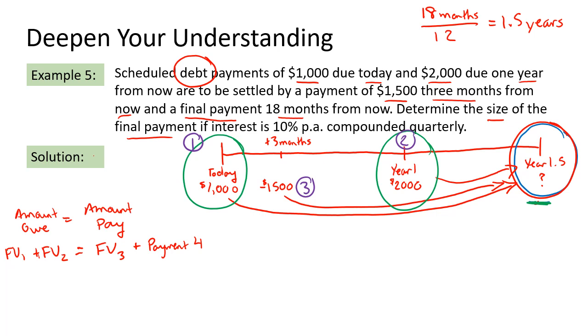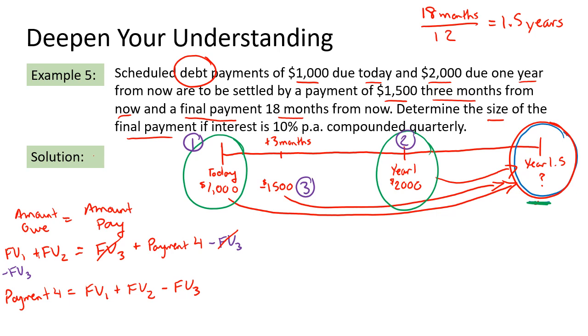So the item we're trying to find is payment number 4. I'm going to rearrange this equation by subtracting the future value of payment 3 from both sides. So those cross out on that side. Your payment number 4 must be equal to those 2 debt payments, the future value 1 plus future value 2, which are the $1,000 and $2,000 payments, minus the payment that you've made. You're going to make a $1,500 payment that's provided in the question 3 months from now.